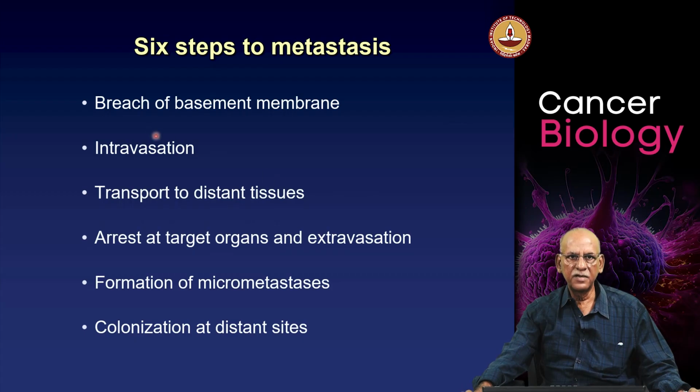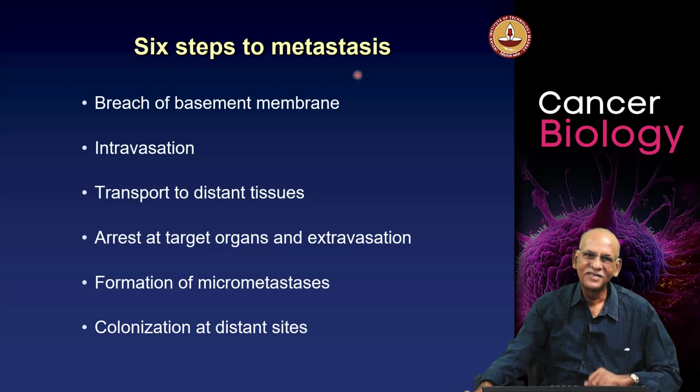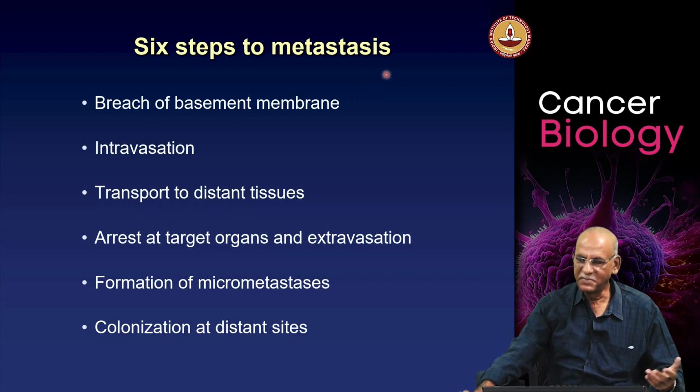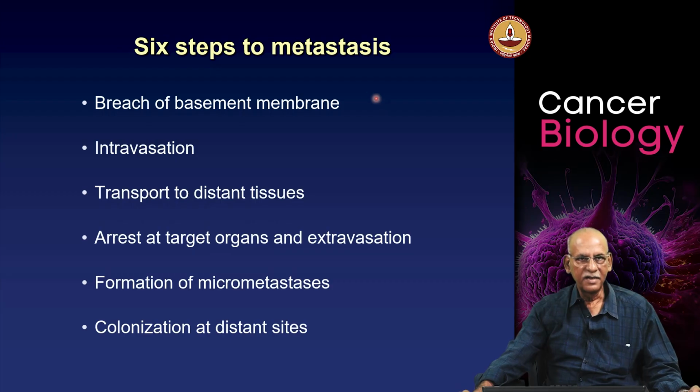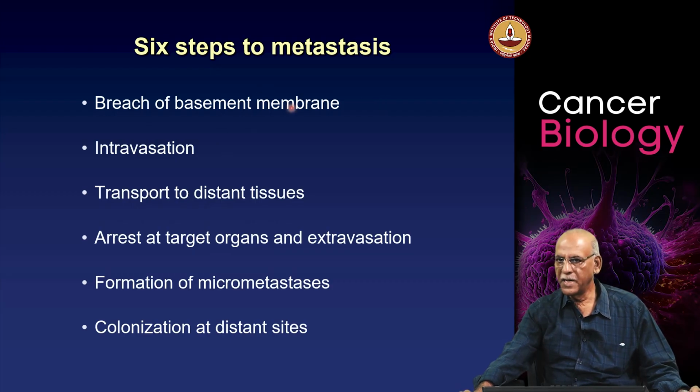So, I have listed out 6 steps to metastasis, just like 6 hallmarks, I just put the same number just to remember. Breach of basement membrane, intravasation, transport to distant tissues, arrest at what is called the target organs or secondary metastatic sites, and extravasation, formation of micrometastasis and colonization at distant sites.